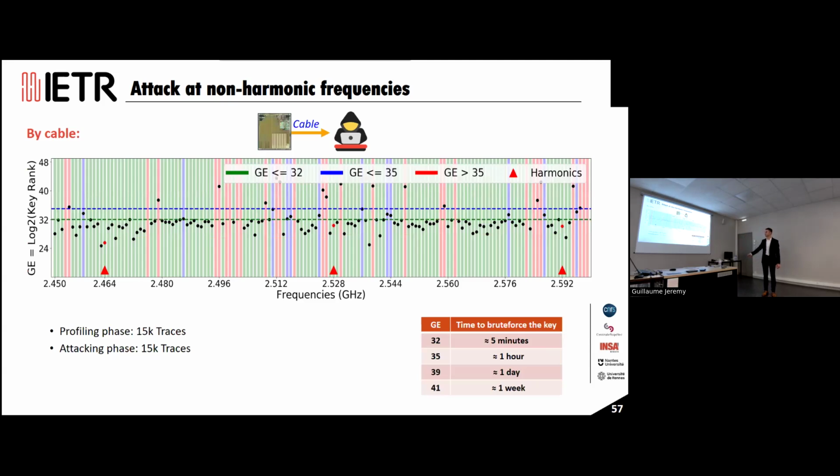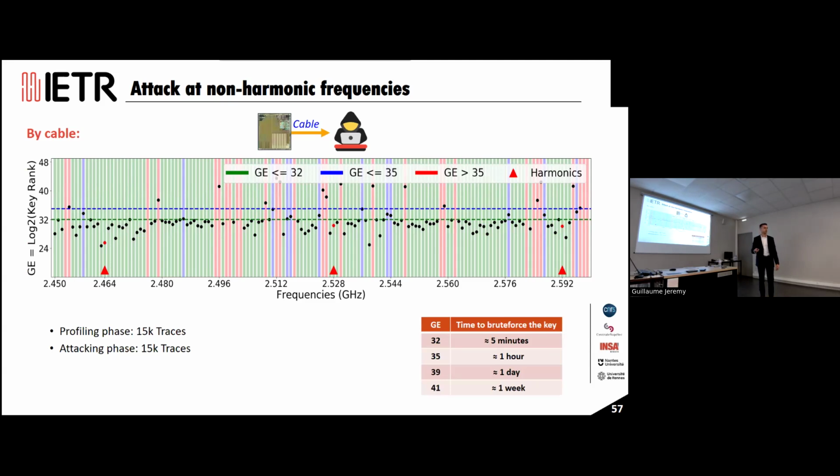So in the first experiment, we can observe the attack performance according to the selected frequency. We highlight in green all the frequencies where the guessing entropy is lower than 32, in blue where it is lower than 35, and all the other ones in red. And the harmonics are highlighted with the red point. What we can observe is that the attack performs well continuously over the spectrum and not only at the harmonics.